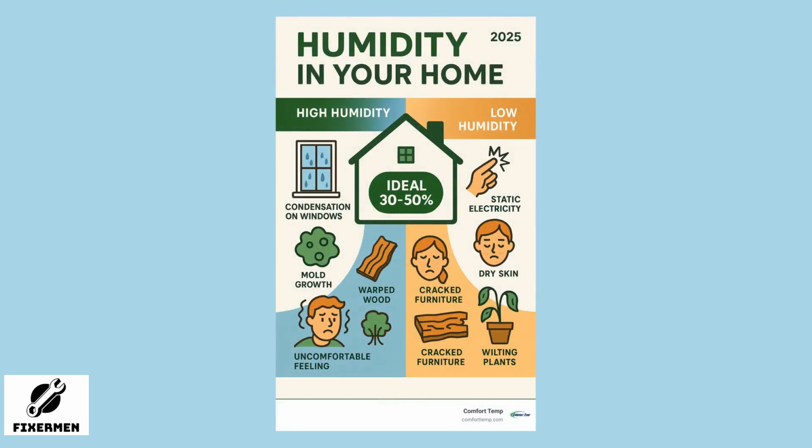Maintaining proper humidity levels in your home is crucial for preventing musty smells and mold growth. When humidity is too high or too low, it can cause various problems, from condensation and mold to dry skin and static electricity. The ideal range is 30 to 50% relative humidity, and keeping it below 60% is essential to avoid microbial growth in your AC system.